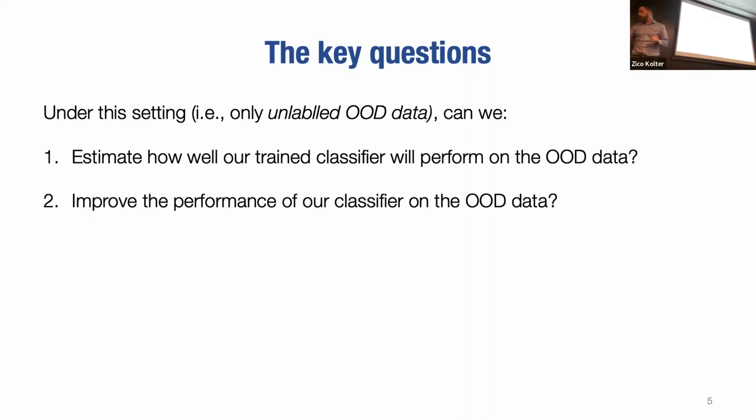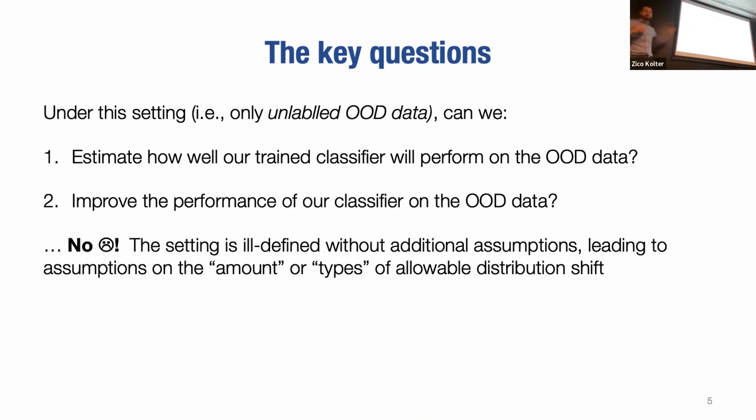And I'll say right now, the answer to these questions is no, we can't do this, because this problem is not well specified as it is right now. It's an ill-defined setting, because the OOD setting could be that all my labels are flipped from what they are in my in-distribution data, and therefore my performance is going to be the opposite of what it is at training time.